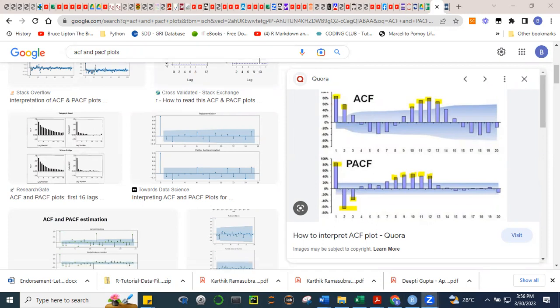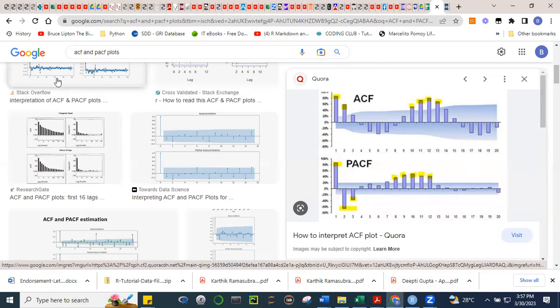Yung spikes dito, my question dito si Angel, thank you for that question. The spikes here in the ACF and the PACF will tell us if the time series model should be an AR process or an MA process. We use the PACF to determine if it's an AR process. We use the ACF to determine if it's an MA process. Okay? All right. Did that answer your question, Angel? All right, thank you.